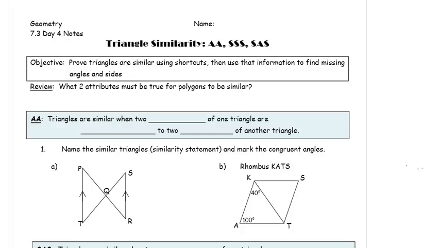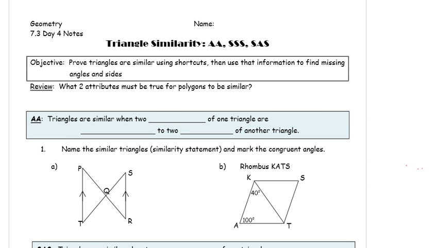Alright, so we looked at similar polygons. Now we're going to look at more specifically, like usual, triangle similarity. Back in semester 1, we looked at triangle congruency where we had all those shortcuts. We had side angle side, we had HL, we had angle side angle, all that. With triangle similarity, we actually only have three. We have angle angle, we have side side side, and we have side angle side.